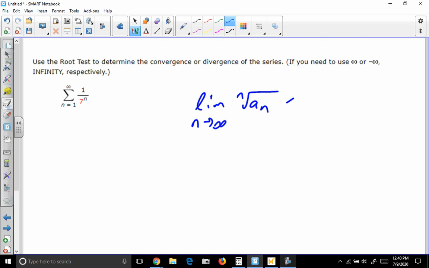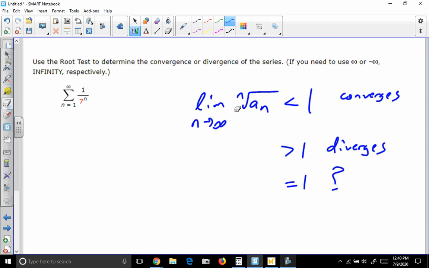If that limit is less than 1, it converges. If that limit is larger than 1, it diverges. And if the limit equals 1, then we don't know what it does. So similar to the ratio test, if when we take that limit we get just 1, we're really not sure what happens there. So here is 1 over 7 to the n. So if we take the nth root of 1 over 7 to the n, and then take the limit, let's see what's going to happen.